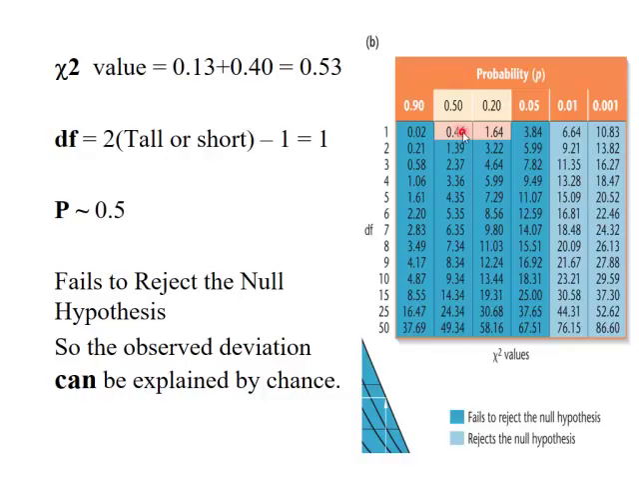So in this situation, this 0.53 that fell right around here, our probability of 0.5, is close enough. It falls in this dark blue area. So we say it fails to reject the null hypothesis. And you would write that down. And then you would write this: the observed deviation can be explained by chance.